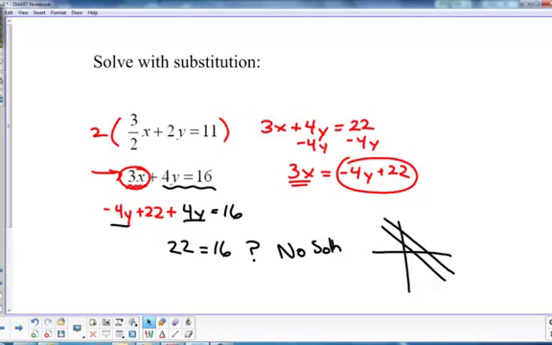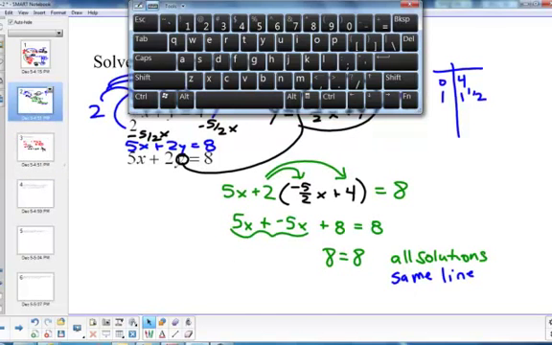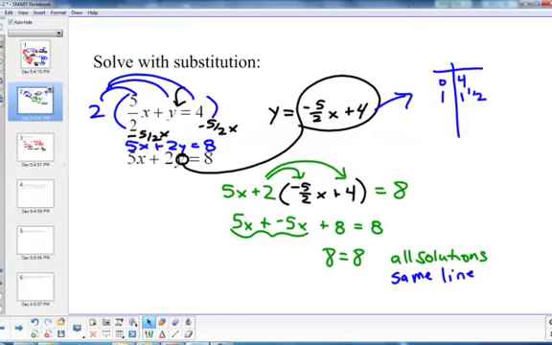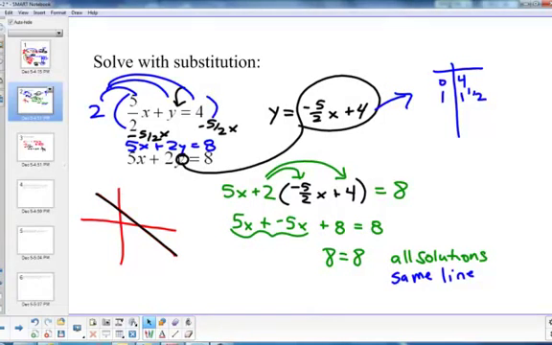The other problem, if you want to go back and think about what that would look like, if I can get back there, these two lines are literally lying right on top of each other. That's why every solution for the one line is every solution for the other, if that makes more sense.